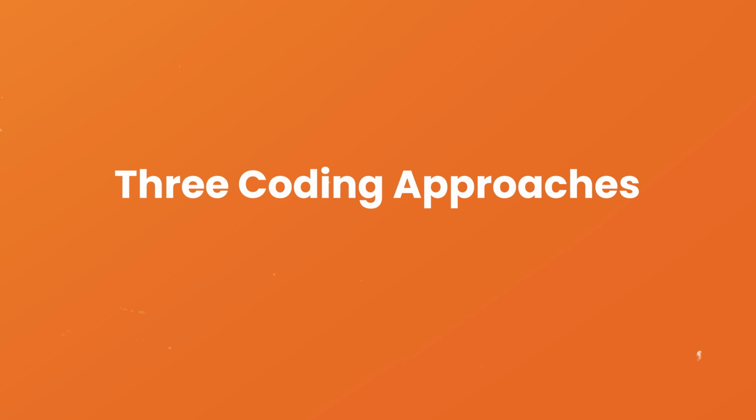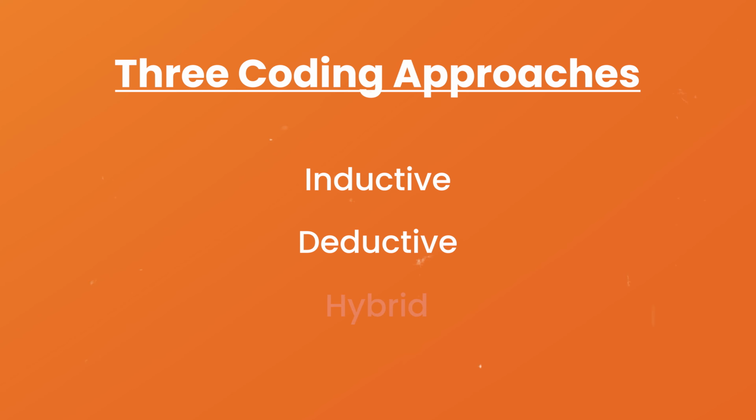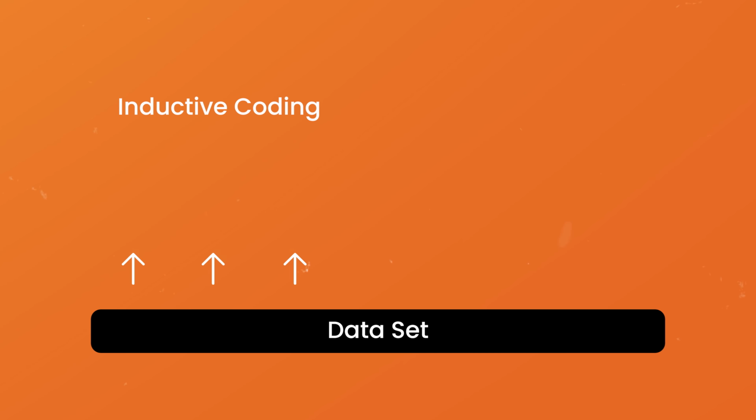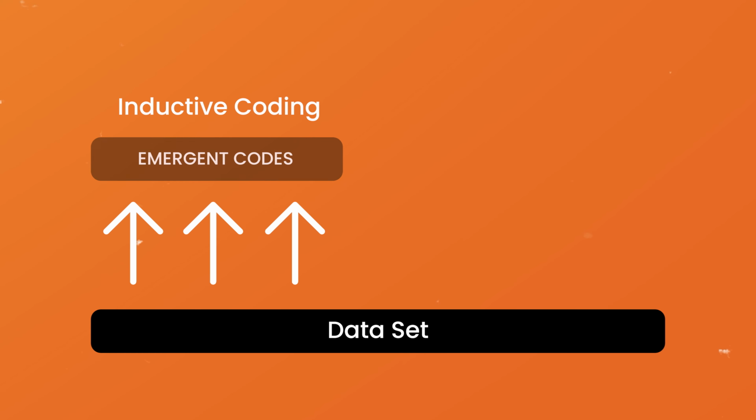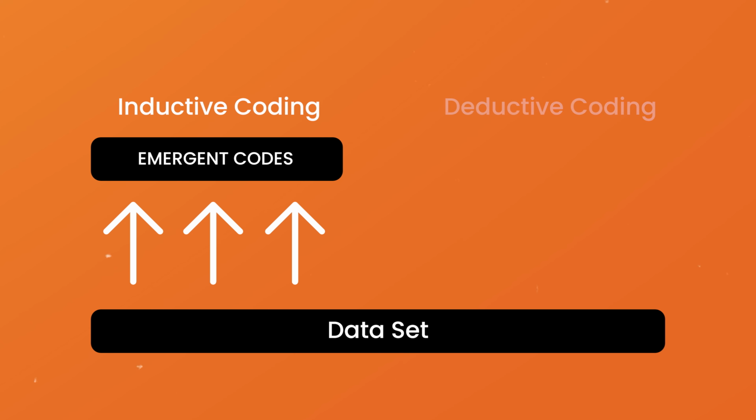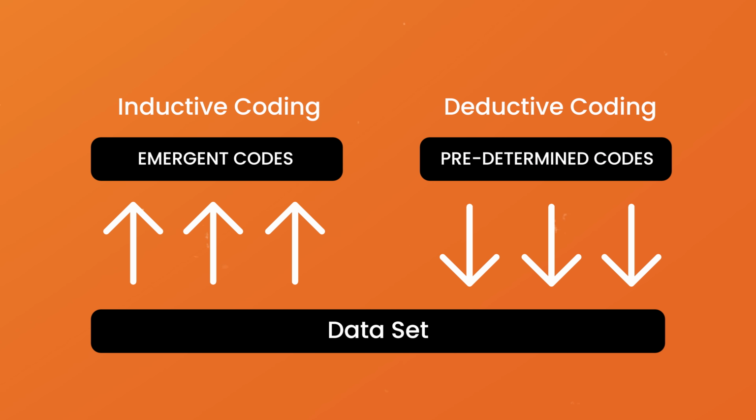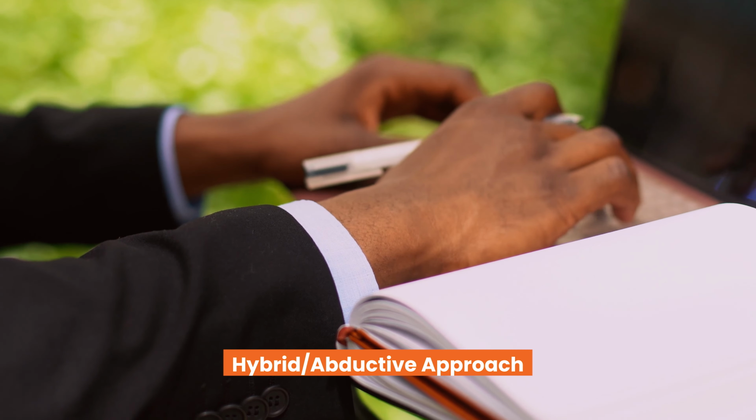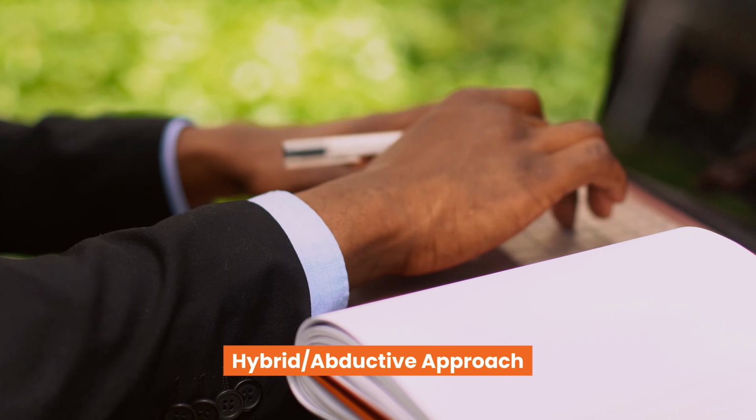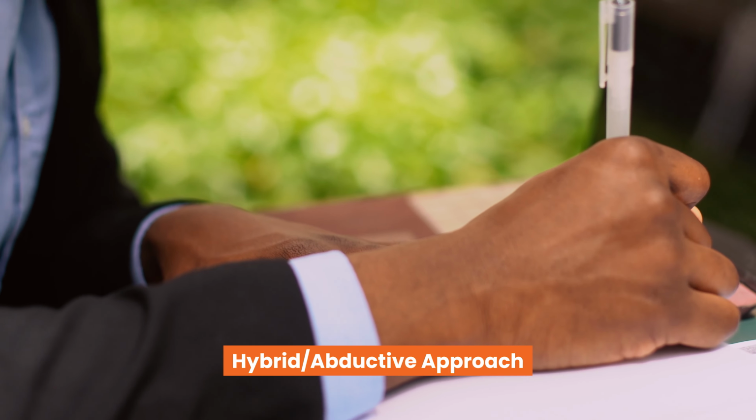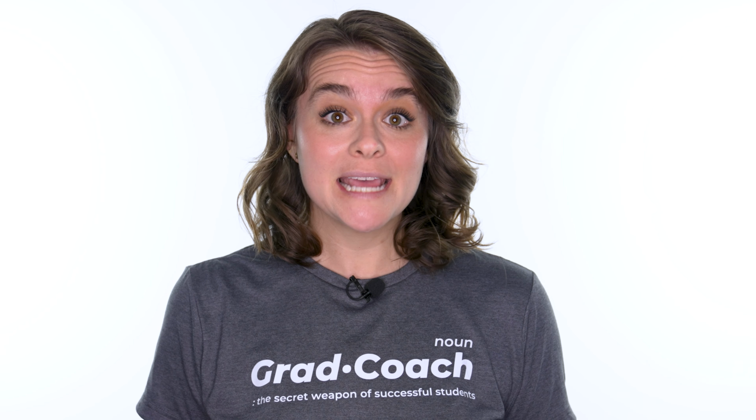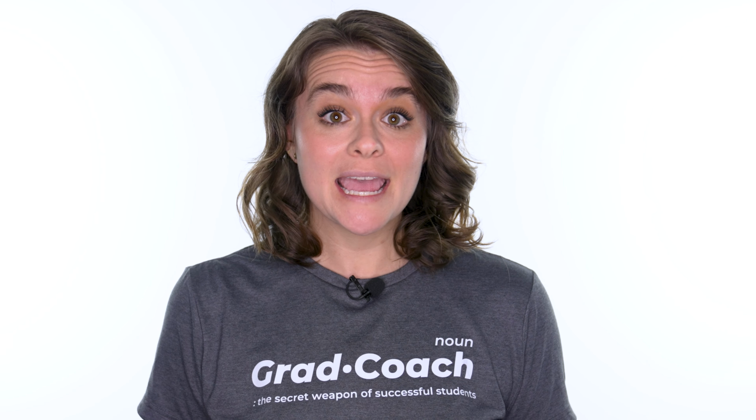Now, when it comes to qualitative coding, there are 3 different approaches that you can take: inductive, deductive, and hybrid. Going the inductive route means that you'll allow your codes to emerge from the dataset itself, based on the patterns you encounter as you review it. Conversely, going the deductive route means that you'll approach the dataset with a predetermined set of codes based on an existing theory or theoretical framework. Last but certainly not least, taking a hybrid or abductive approach would involve blending the 2 approaches to get the best of both worlds. Which coding approach to take will depend on your specific research aims and research questions.